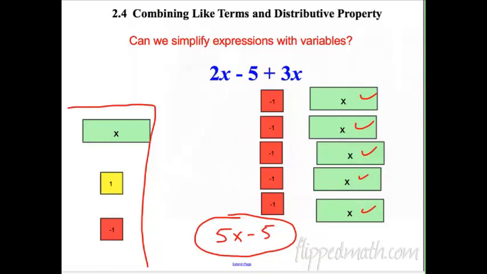So what we're going to do is we're going to combine like terms. I added 2x plus 3x together. What happened? They turned into 5x right here. Minus 5 had no one to mix with, so he just stayed minus 5. So there's my simplified version. Alright, not too bad. It's going to get a little trickier though.